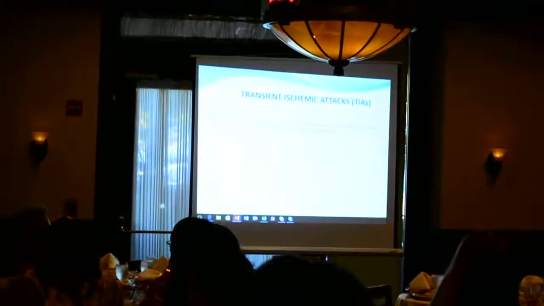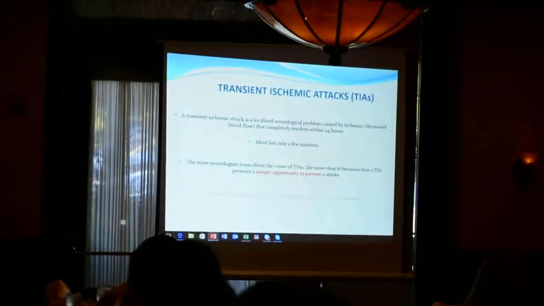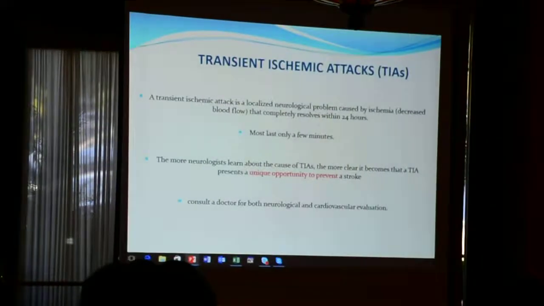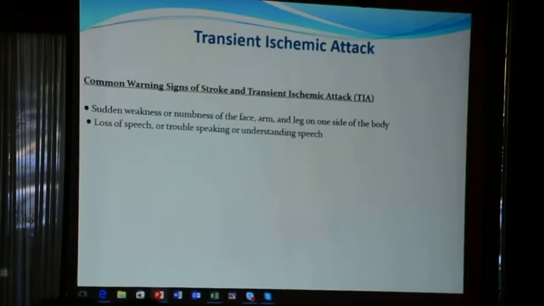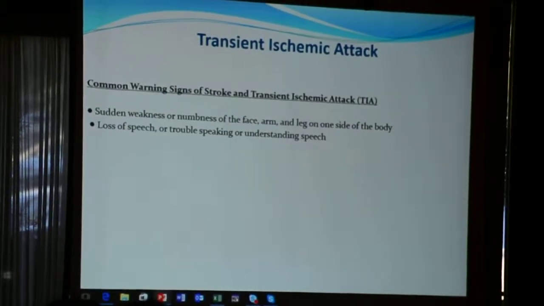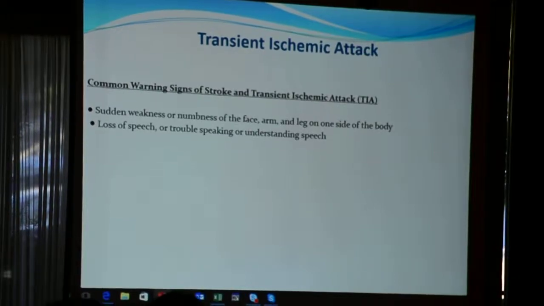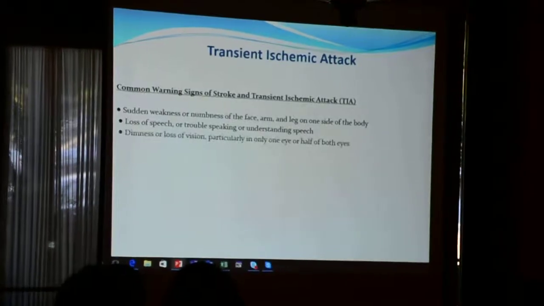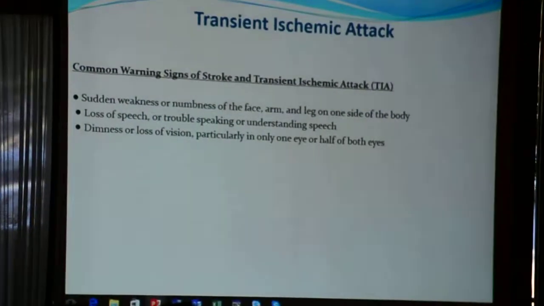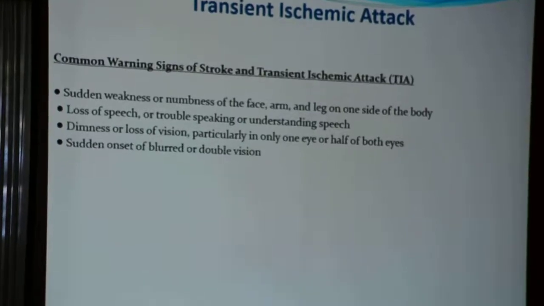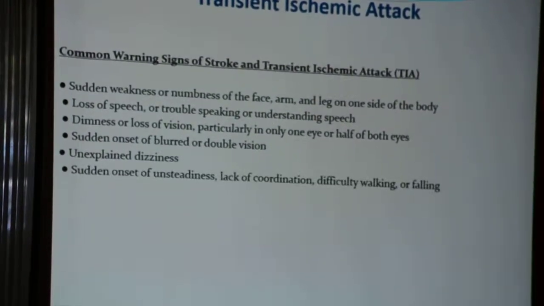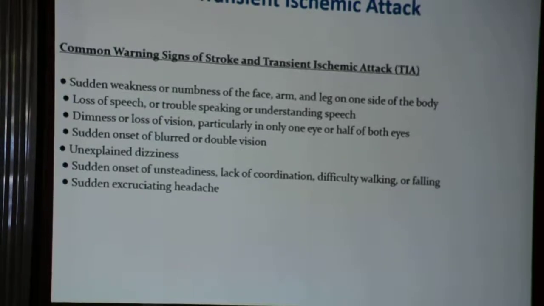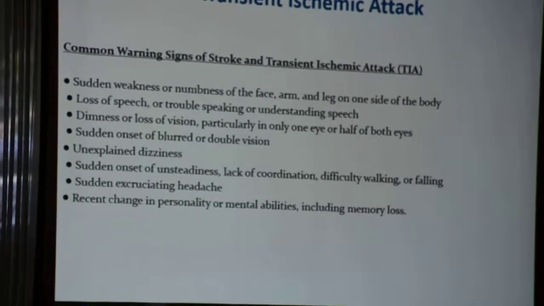We already talked about the transient ischemic attack. Common warning symptoms, not only for the transient ischemic attack but for stroke patients also, that we have to be careful with: any sudden weakness or numbness of the face, arm, or leg, loss of speech or trouble speaking or understanding speech, loss of vision, sudden onset of blurred vision, any dizziness, any severe headache that happens all of a sudden, any mental problem that happens to the patient.